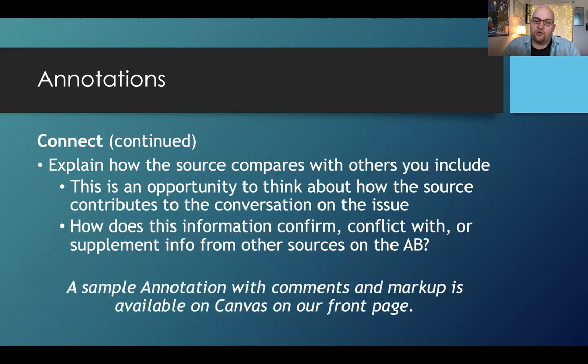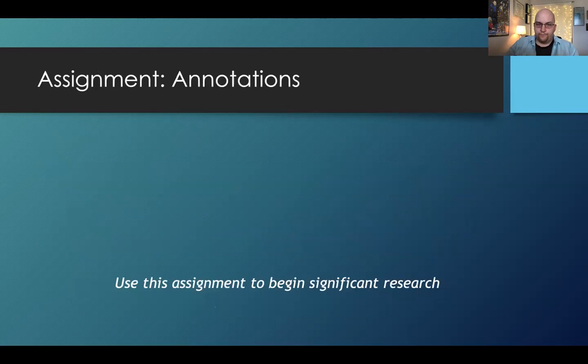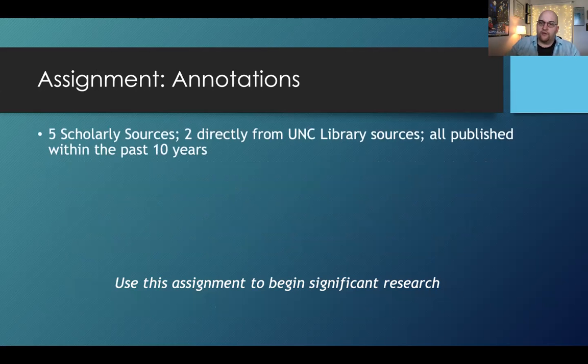A sample annotation with comments and markup is available on Canvas on our front page. I've already linked that there. All right. It is important that you use the annotations assignment to begin significant research. The guidelines are available on our front page, but brief overview here. Five scholarly sources, two directly from UNC library sources, all published within the past 10 years.